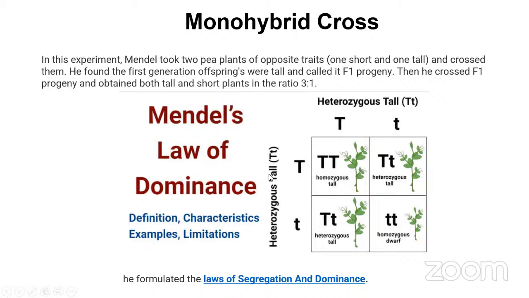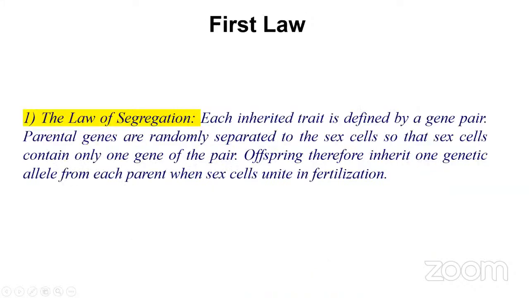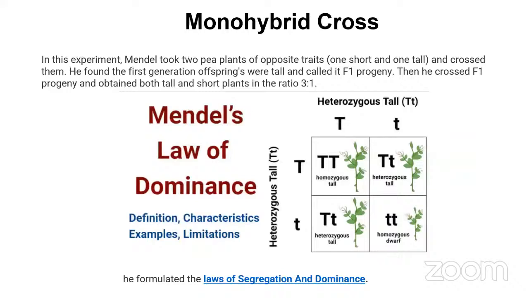This discovery led to the formulation of 2 laws, one law is known as the law of segregation and the other law is known as the law of dominance. In the law of segregation, it is said that the offspring will inherit one trait from each parent. Like here you can see that these are all offspring. So tall is one trait and short is another trait.